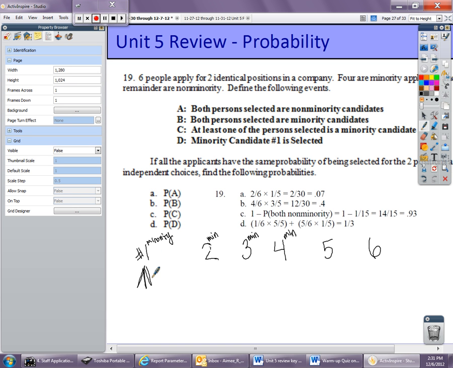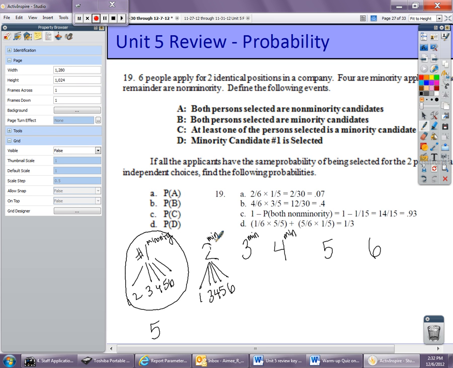Then my second applicant can be 1, 2, excuse me, not 1, because I already selected 1. So my second candidate can be 2, 3, 4, 5, or 6. Okay? So all of these options will let me select minority number 1. Okay, and there's 5 of those. Now, let's say the first applicant I select is minority number 2, then my second can be either 1, I've already selected 2, 3, 4, 5, or 6.